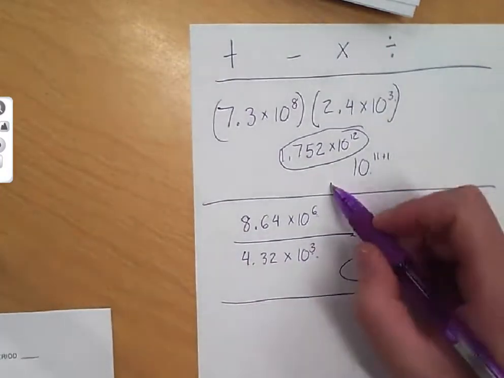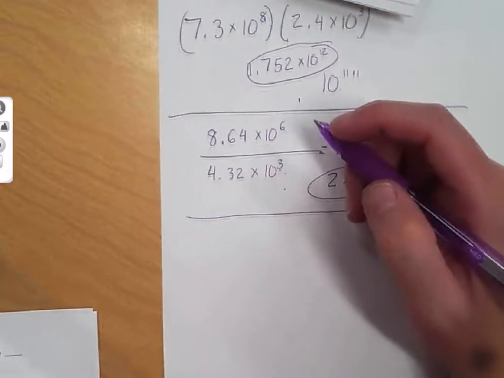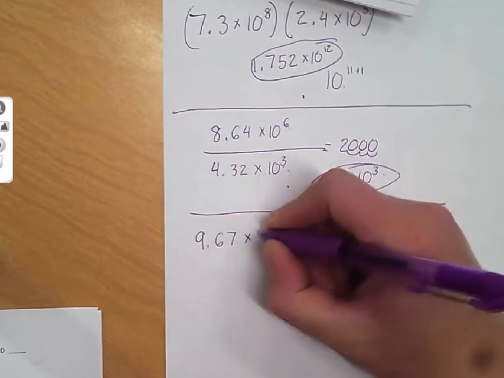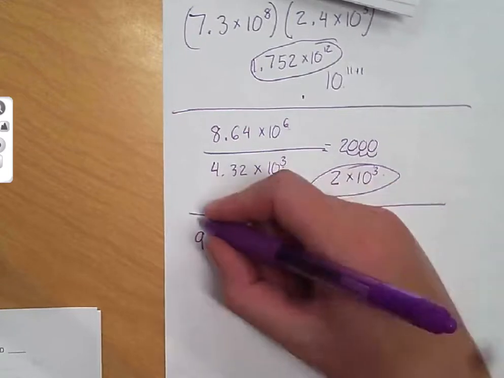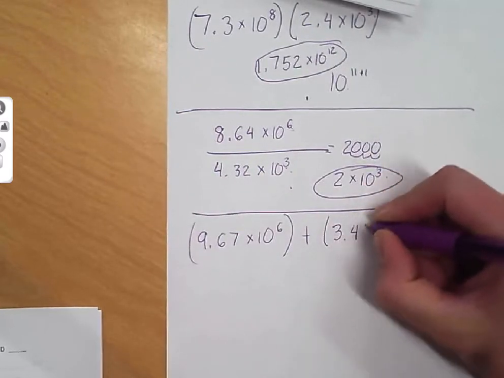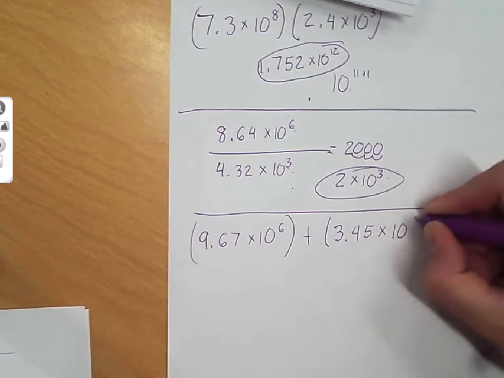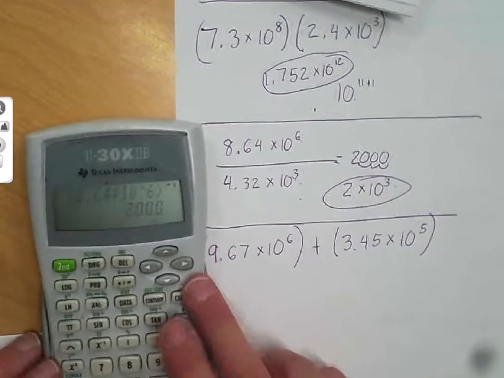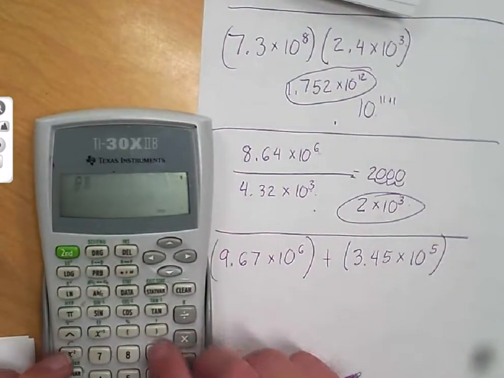Alright, so we've got multiplying, we've got dividing. Let's do an add one. 9.67 times 10 to the 6th plus 3.45 times 10 to the 5th. And again, we're just going to straight up go to the calculator because that's honestly the easiest.